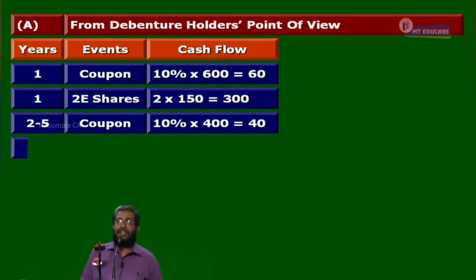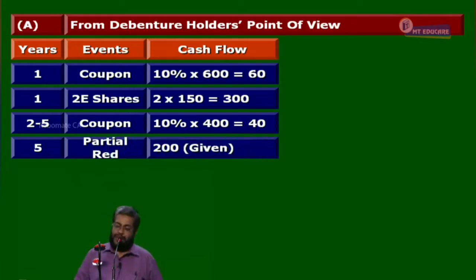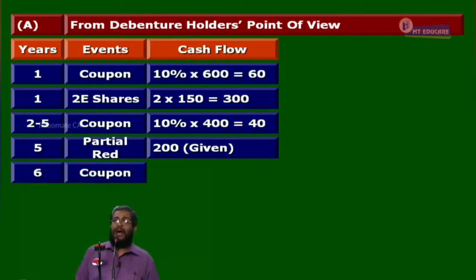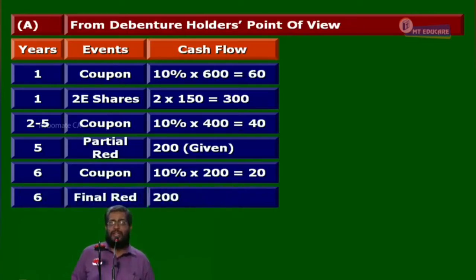Now, next, year 5. What is year 5? Partial redemption of 200 rupees. Year 6, tell me what I get in year 6? Coupon. I get coupon on 600, 400, now 200. So 10% of 200 is 20. Year 6 coupon is 20. Year 6, next is the final redemption, which is 200.